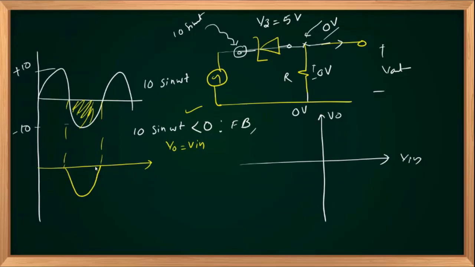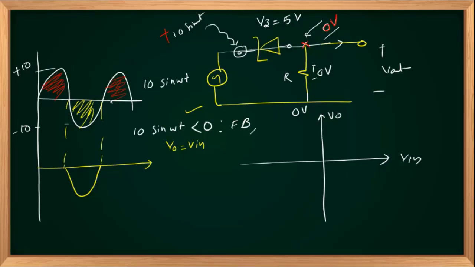And if my V in, 10 sin omega t, is positive, of course the diode will be reverse biased. Why is it reverse biased? Anode voltage is 0 volts and cathode voltage is positive, 10 sin omega t. Talking about positive, there I will have two different cases: reverse bias before breakdown and reverse bias after breakdown.